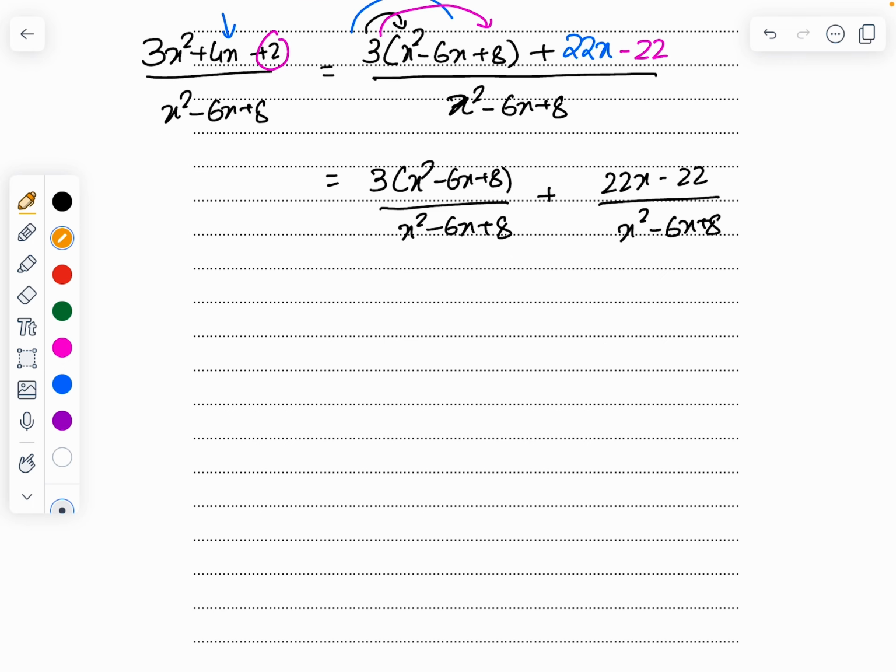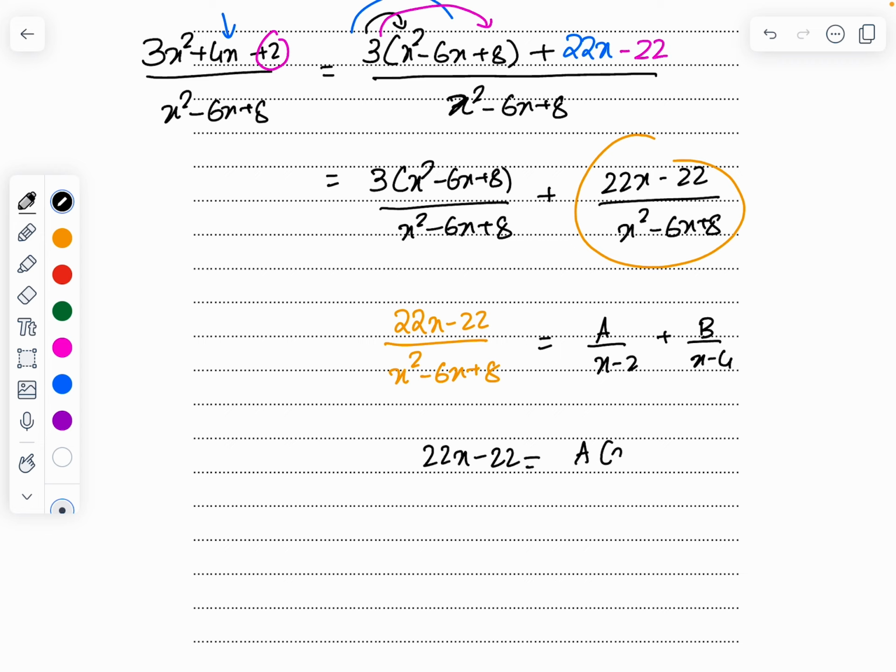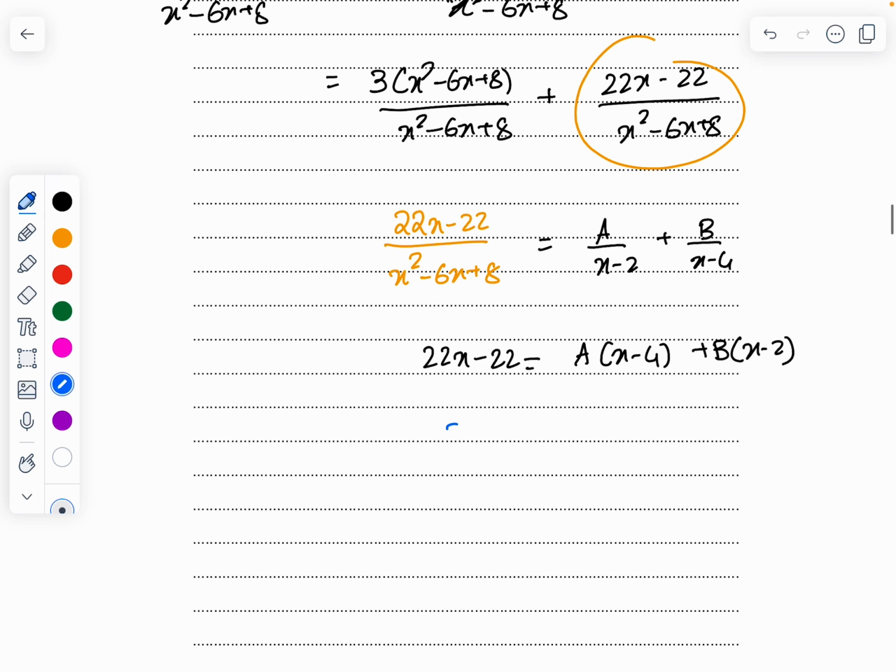Now what I will do, I'll take this part and do partial fractions. 22x minus 22 divided by x square minus 6x plus 8. Partial fractions for that one will become a upon x minus 2 plus b upon x minus 4. 22x minus 22 equals a times (x minus 4) plus b times (x minus 2). For that, x equals 2 gives me 22 equals negative 2a, a equals negative 11, and x equals 4, 66 equals 2b, b equals 33.